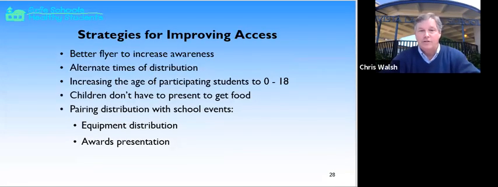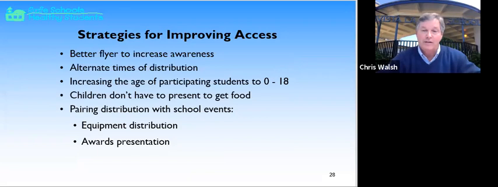So some of the strategies that we came up with were to definitely have a better flyer, and we feel that's going to make a big increase in participation. Our times of distribution. And then in the summer, we had been limited to having only our students receive food. And students had to be present in order for families to receive the food.